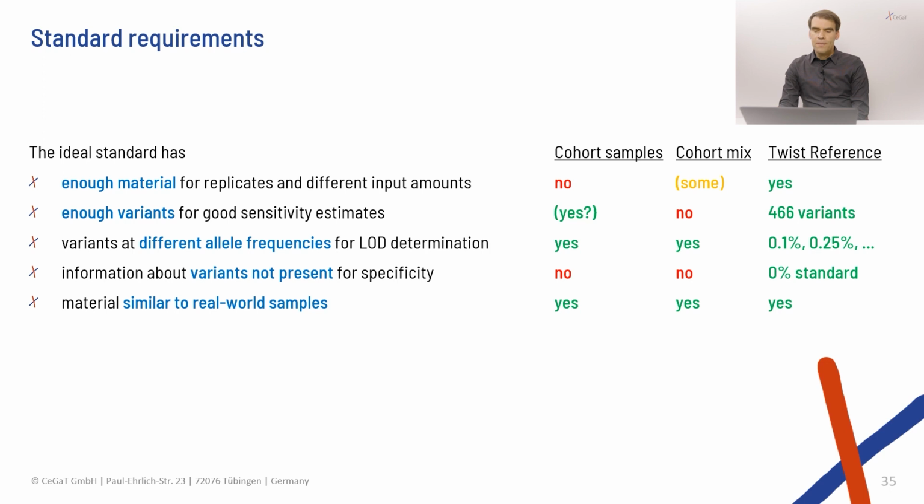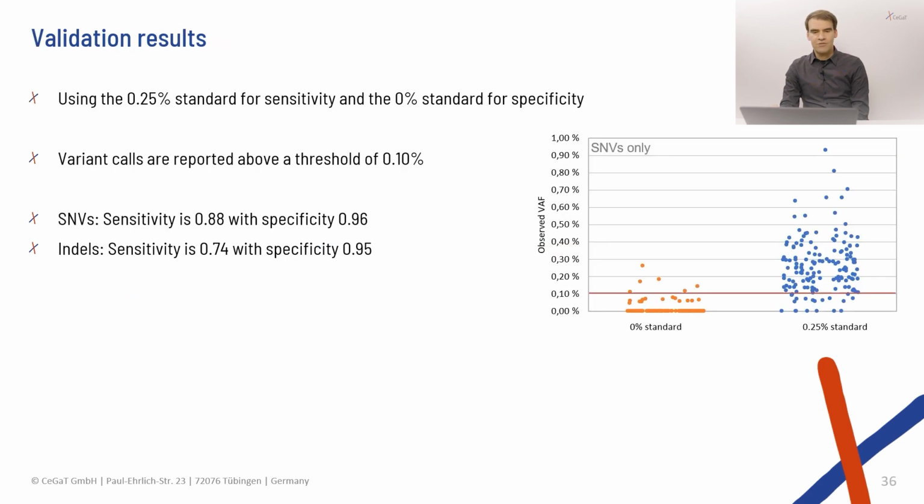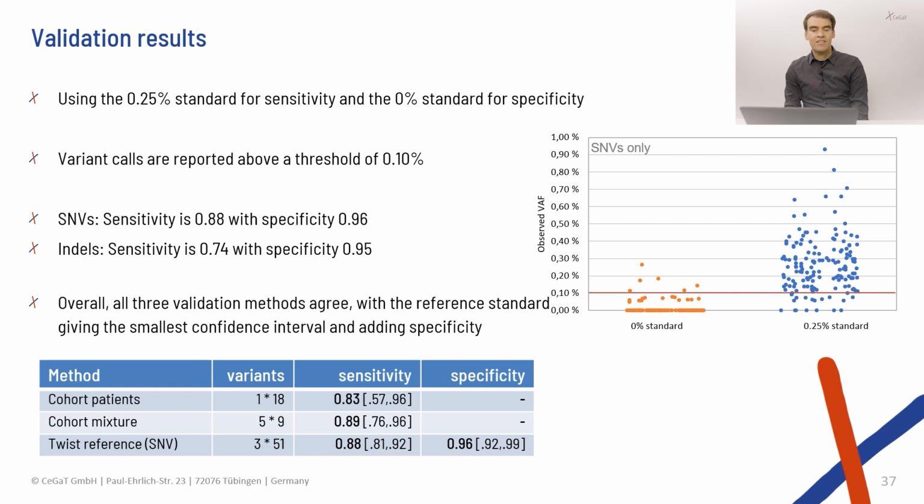I don't want to end this talk without showing you some validation results. So again, using the data that I showed you earlier, 0.25% standard for sensitivity, 0% standard for specificity, and calling variants from 0.1%, you can see that sensitivity and specificity both for Indels and SNPs is actually quite nice. And the interesting thing now is, I told you about the cohort-based validation, and of course that's what we did earlier. And if we compare the data from these 3 approaches, we can see that the sensitivity estimate is very similar for all of them, but the confidence interval is of course a lot smaller when you have more variants. And the reference standard used here is the only one that gives us a specificity estimate.